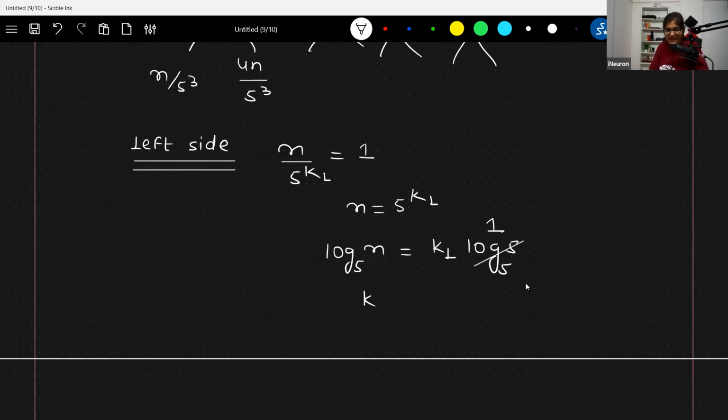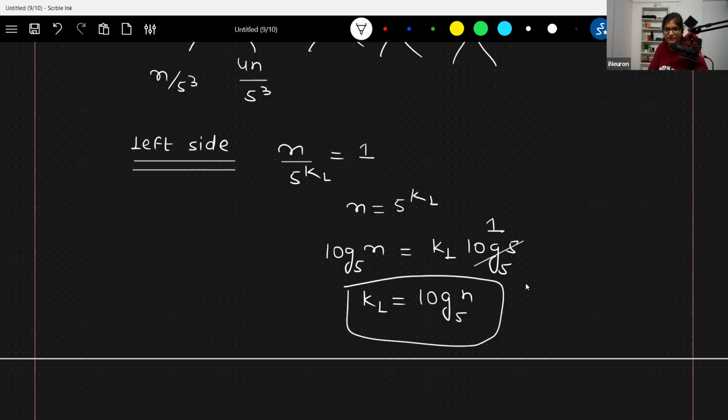So on the left side, the number of levels that I will be able to get is log of n base 5. Can I say? Can I say, everyone? Yes, perfect. Who will tell me what is the value of KR?